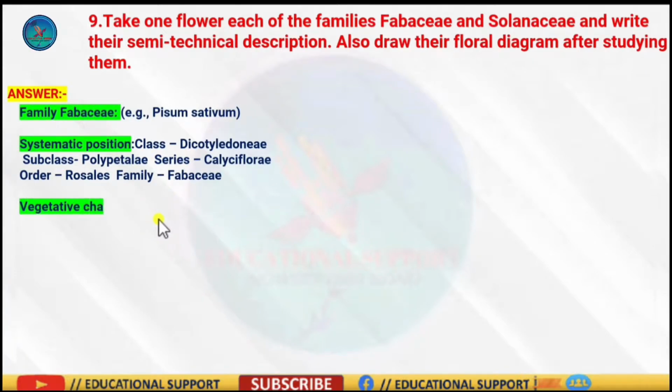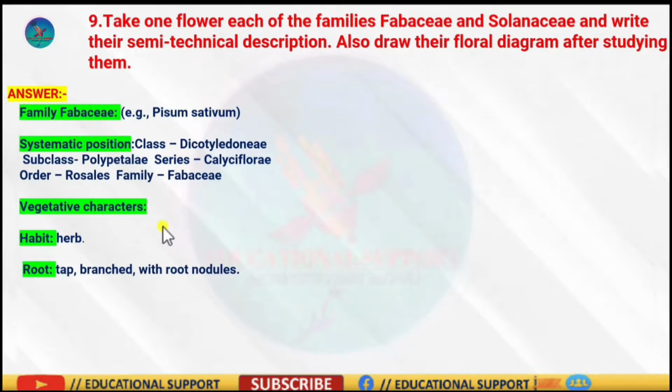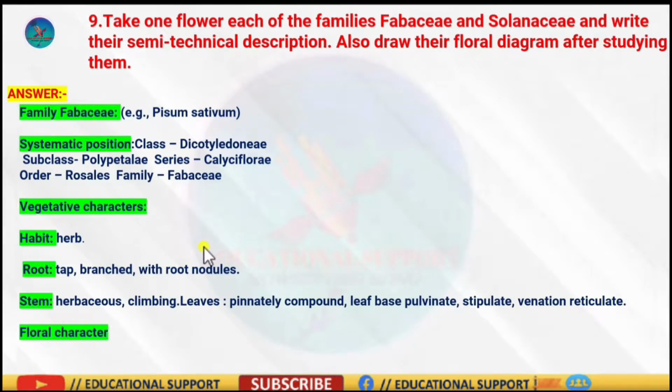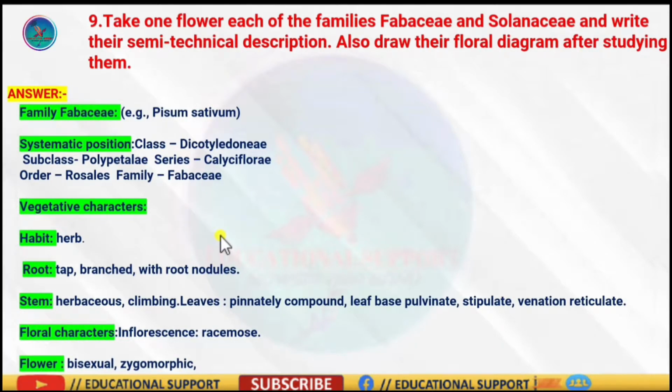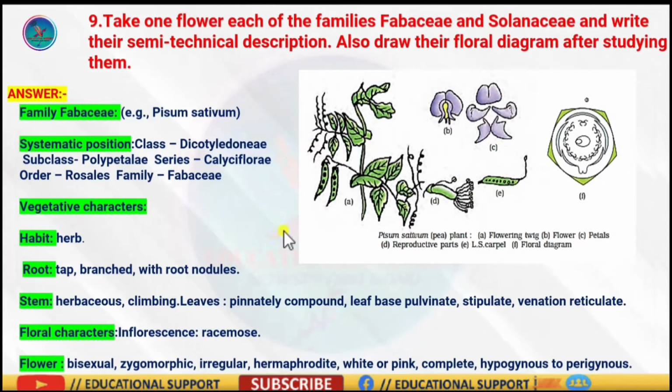Habit: pinnately compound, alternately arranged with leaf tendrils, with the pulvinus present at the leaf base along with foliaceous stipules. The root is a taproot system with root nodules, and the stem is herbaceous, climbing. Leaves pinnately compound, leaf base pulvinate, stipule, venation reticulate. The floral characteristics: inflorescence racemose, and the flower is zygomorphic and bisexual.